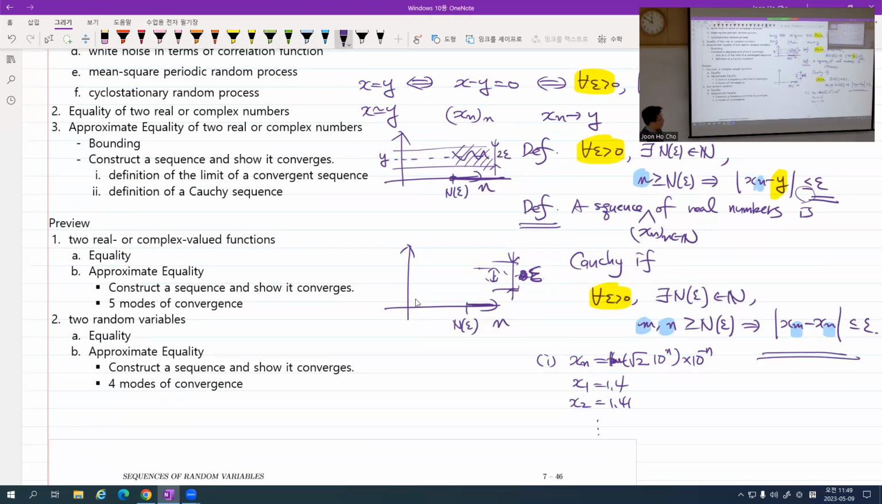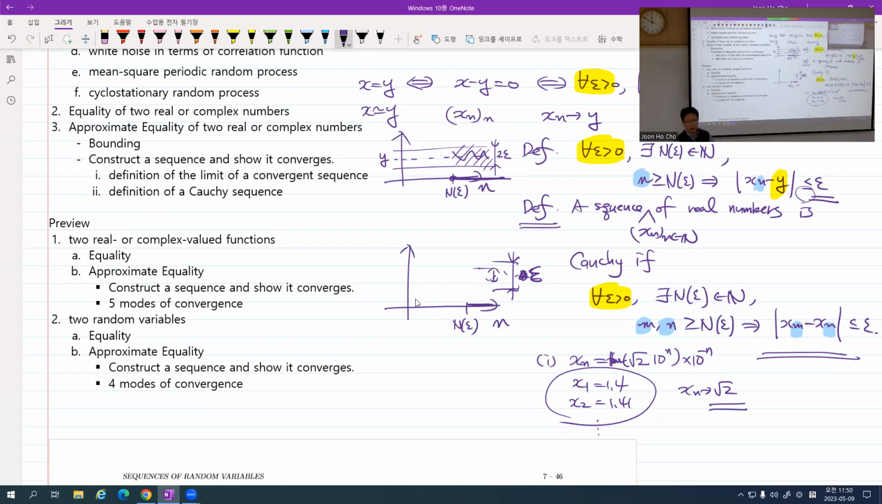So if we consider only the set of real numbers, then definitely this sequence converges to the square root of 2. However, if we only consider the set of rational numbers, these x sub n's are all rational numbers, but its limit does not exist in the set of rational numbers. It's an irrational number. So in that sense, we need more than the set of rational numbers.